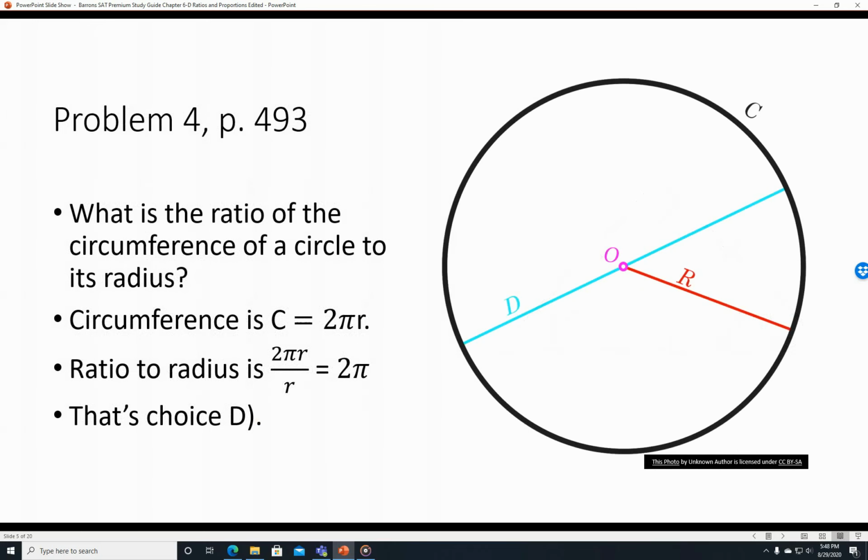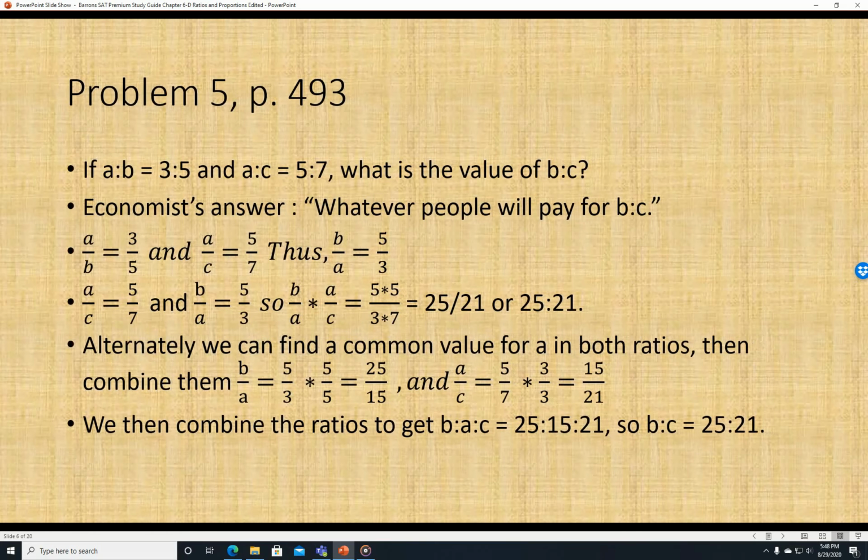Problem 4. What is the ratio of the circumference of a circle to its radius? Well, the circumference is C equals 2 pi r. The ratio of the circumference to the radius is 2 pi r over r, because C is 2 pi r and there's an r under it. The r's on the top and the bottom cancel out, and you end up with 2 pi, which is choice D.